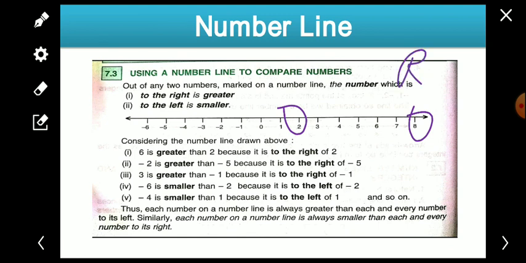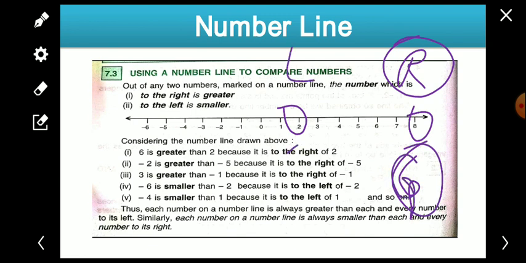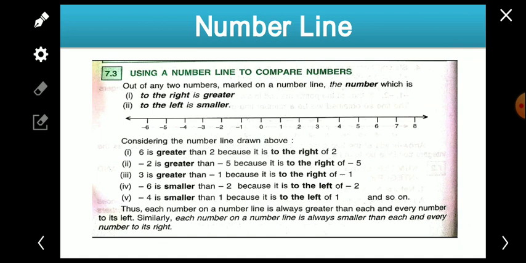Whichever number lies on the right side will be the greater, the bigger number, and on the left side will be the smaller. I hope that you understood. If two numbers are given, then we compare them on the number line: the one that lies on the left side is the smaller, and the one that lies on the right side is the bigger number.